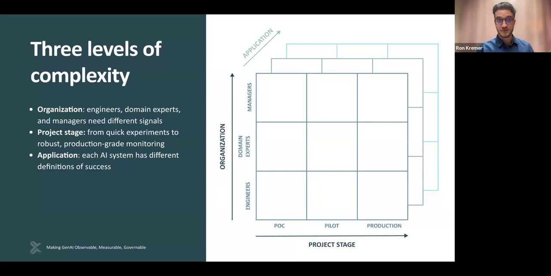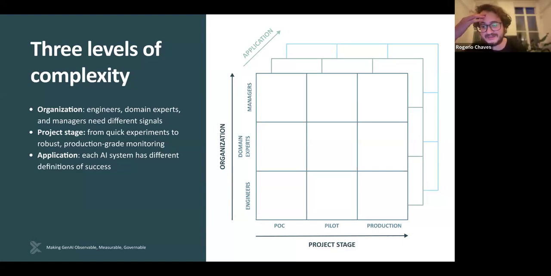To make this a little more convenient and less complex, we split these clearly into engineers, domain experts, and managers, and the project stages into the initial stage, which is POC, the pilot stage, where you deploy to your beta users, and production, where you're already fully there, right? Because the concerns also evolve over time, right?